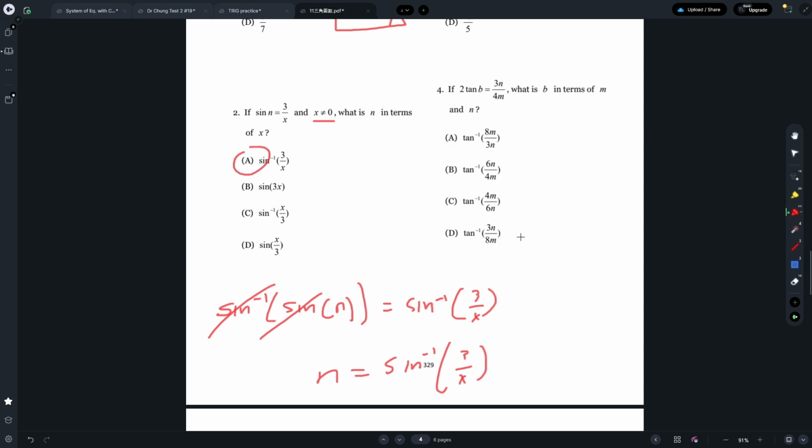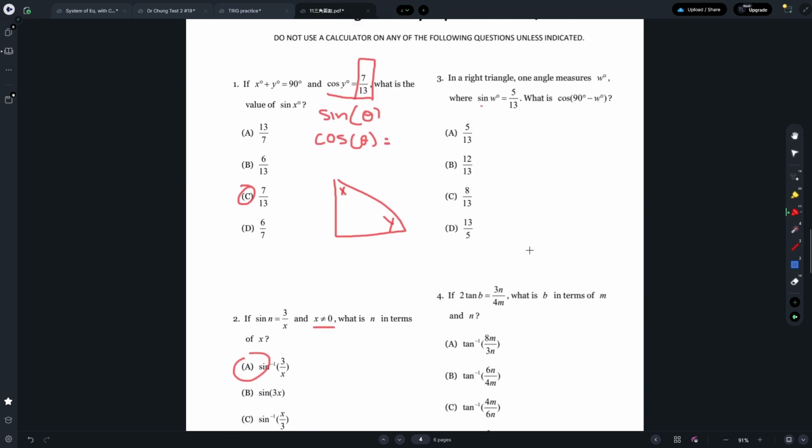In a right triangle, one angle measures w, where sine w equals 5/13. What is cosine of 90 minus w? So we know that sine of theta is equal to cosine of 90 minus theta. That's the same with angle w or any angle in general. So sine of w is 5/13, so cosine of 90 minus w is 5/13 too.